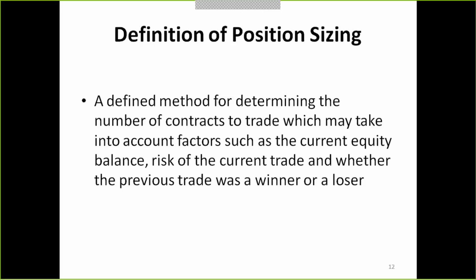Okay, so position sizing is a defined method for determining the number of contracts to trade, which may take into account factors such as the current equity balance, risk of the current trade, and whether the previous trade was a winner or a loser. Just like a systematic trader will have rules for their trading system, they'll also have rules or formulas or calculations for how many contracts or shares to trade.